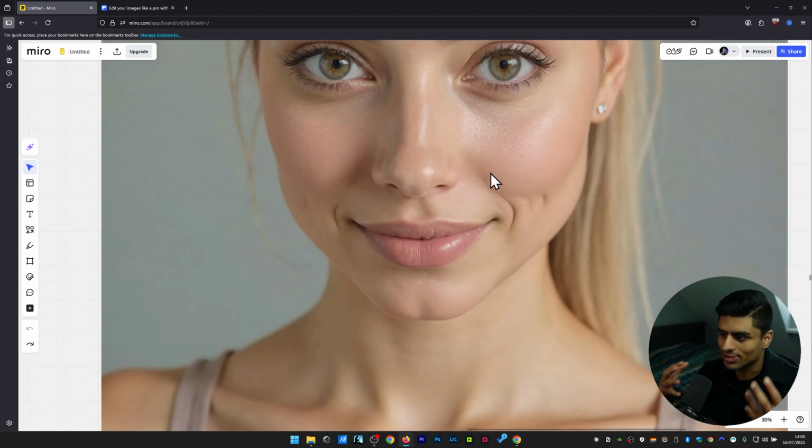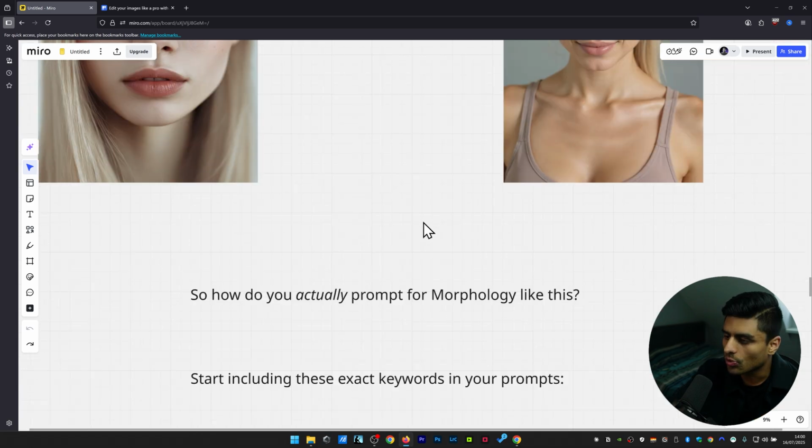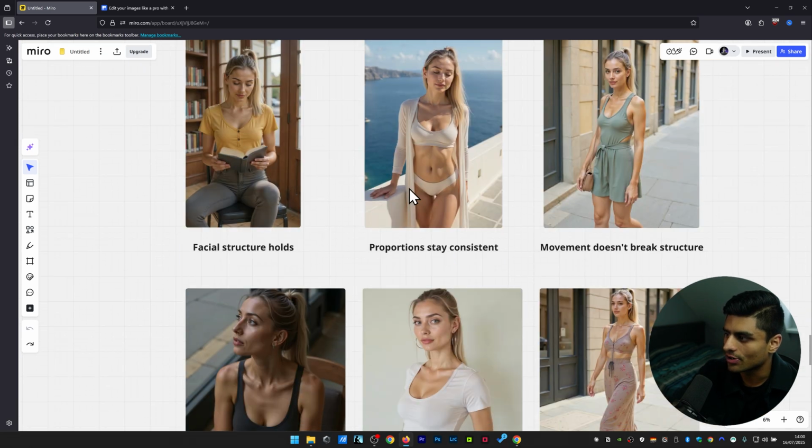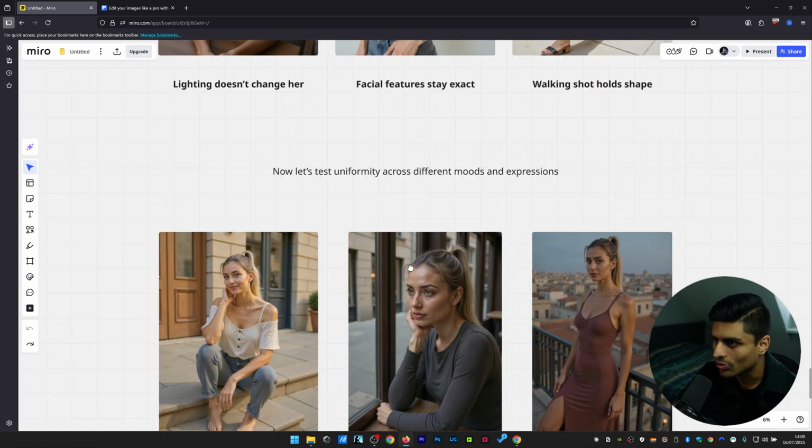So we can see this character that we created, Anastasia. That is our base prompt. So when we're assessing consistency now across all of these images, what are we looking for exactly?